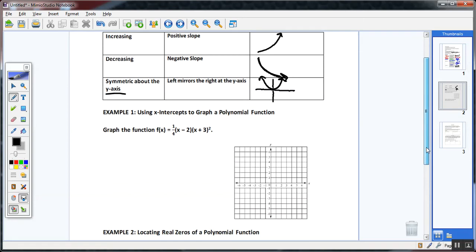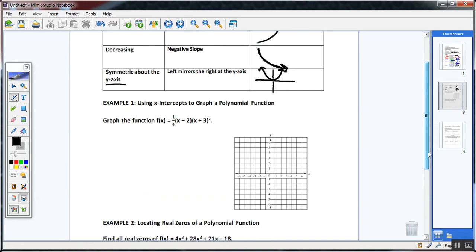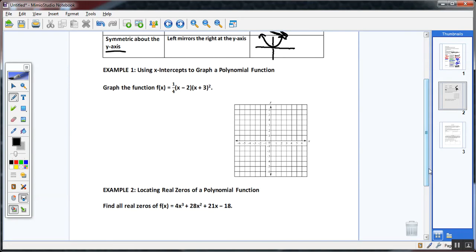I want to talk about this idea of graphing some things and what it means. Okay, we'll talk about some fundamental stuff here. But example 1 says use what, kids? Use x-intercepts to graph a polynomial function. Now kids, here's the situation on this. We use x-intercepts, which are like roots, or they are like zeros, to find possible graphs of this.